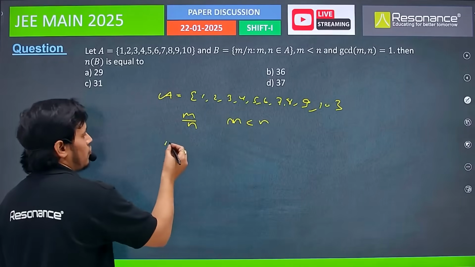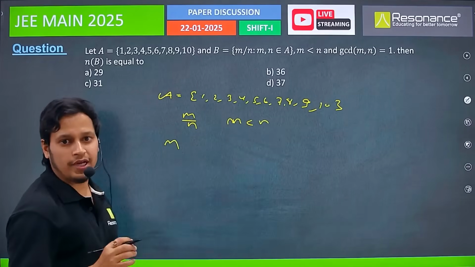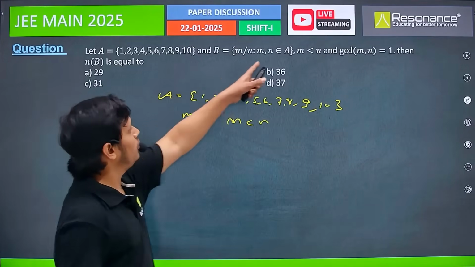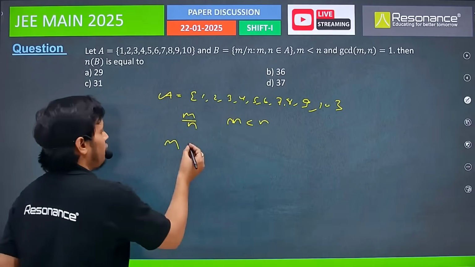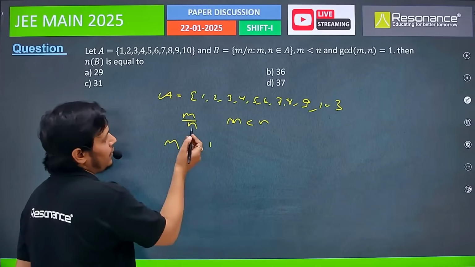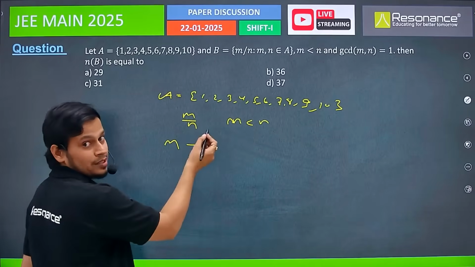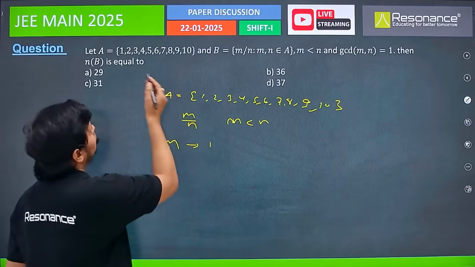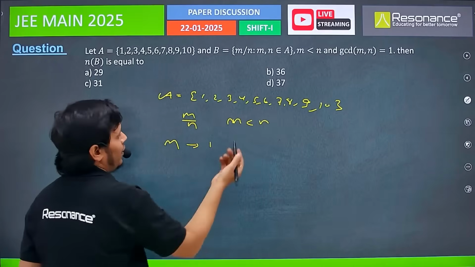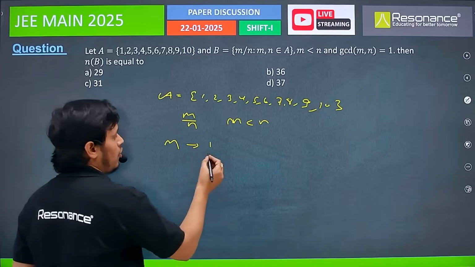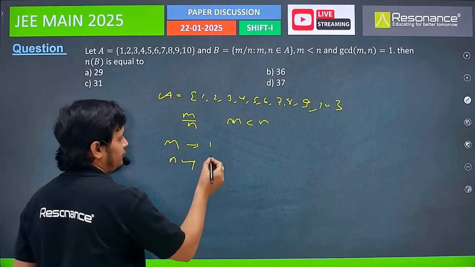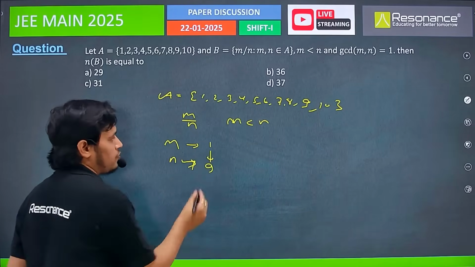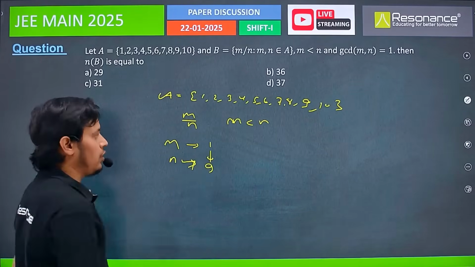In this case, I will take the cases for m, because m and n both belong to A only. So if m is 1, then m should be less than n, so n can be 2 to 10, anything: 2, 3, 4. In every case n will be greater than m. So how many options do we have for n? In this case we have 9 options, 2 to 10, anything you can take.